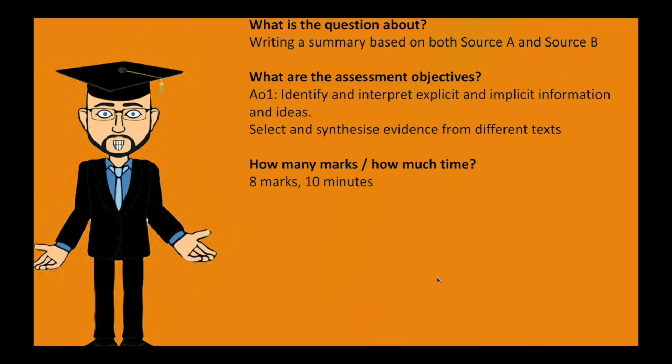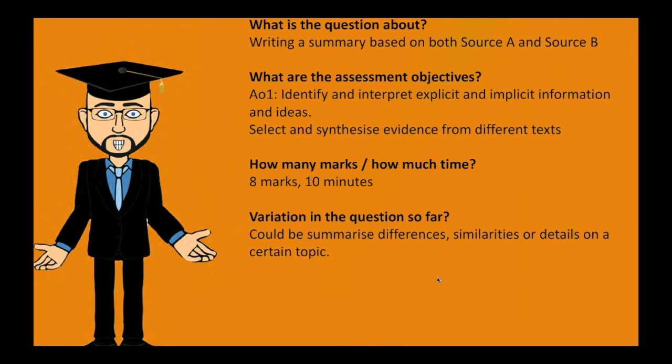It also helps us to realise the key skill of this question, which is not finding whether it's similarities or differences or views on the topic, but actually what we do when we've found them. And I'll come onto that in a second as well. As I talked about previously, the variation in this question is that it could be summarised differences, it could be summarised similarities, it could be summarised details on a certain topic, like summarise what you understand about the different boats used by the fishermen in both sources. And that brings us on to tips for doing well.